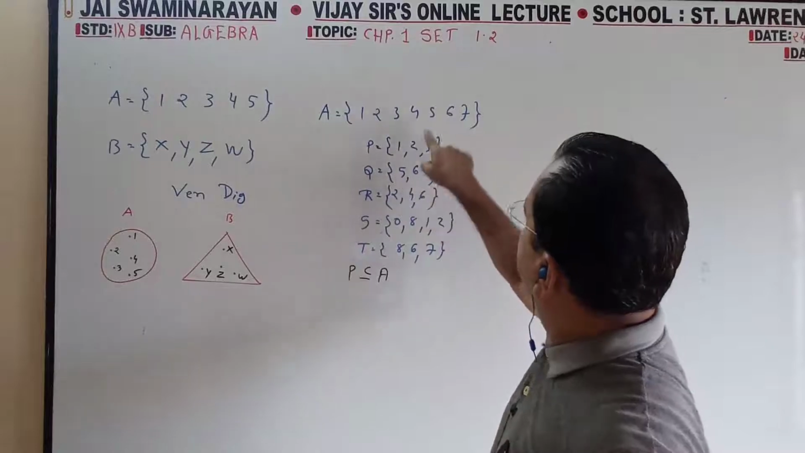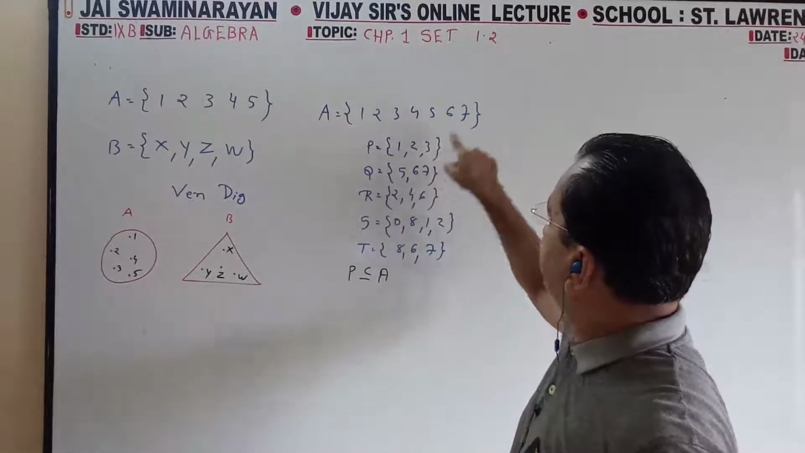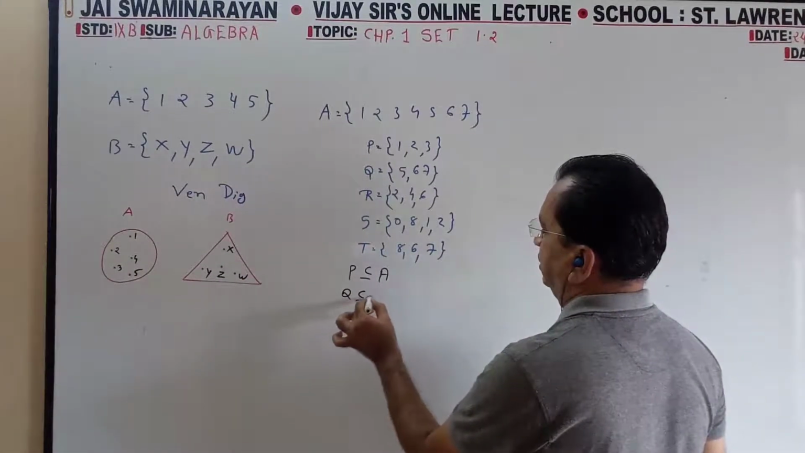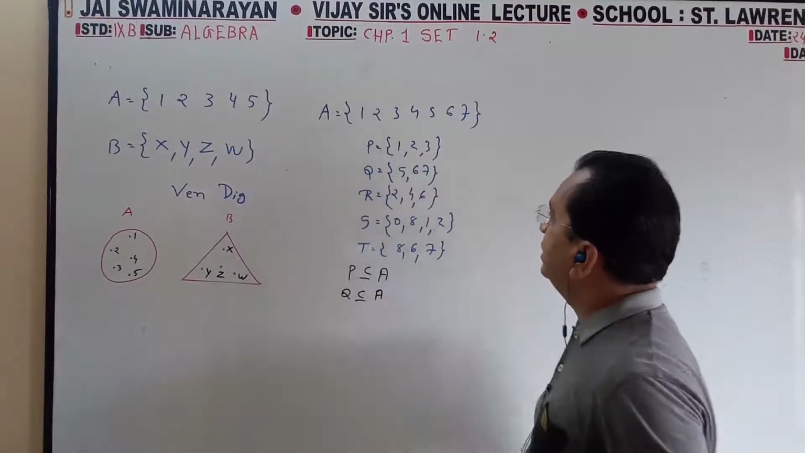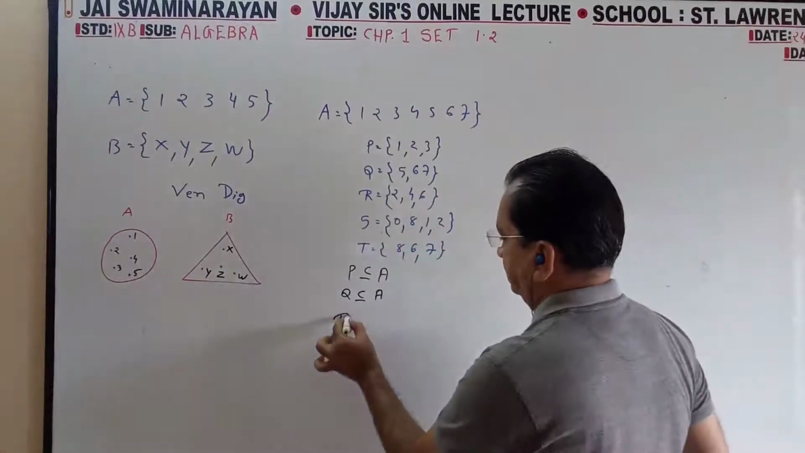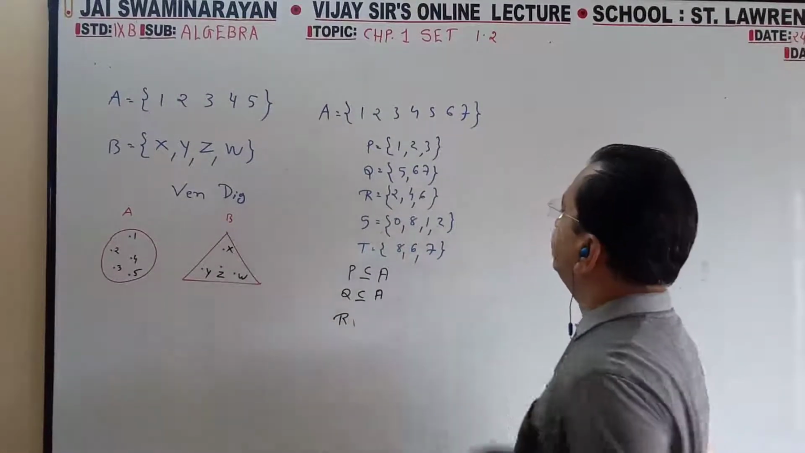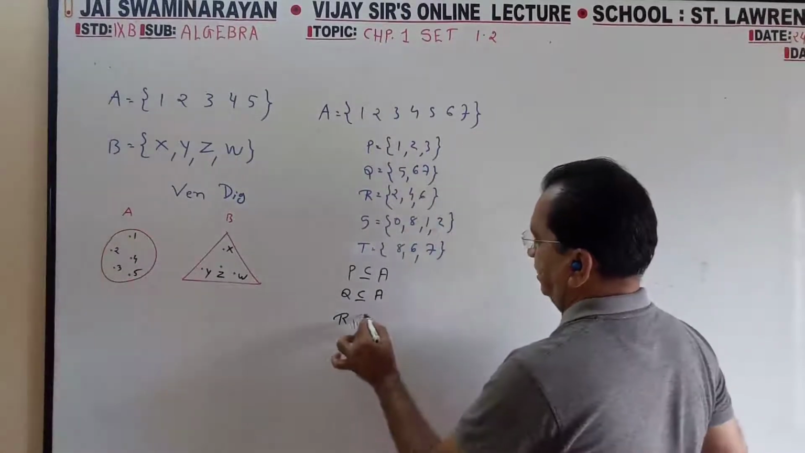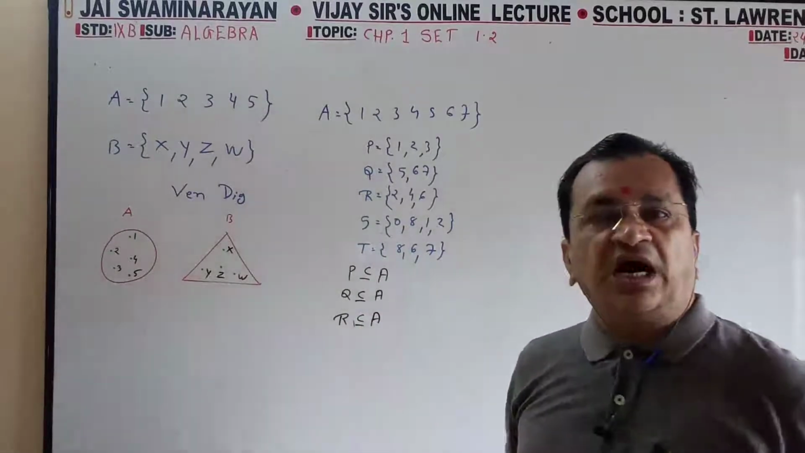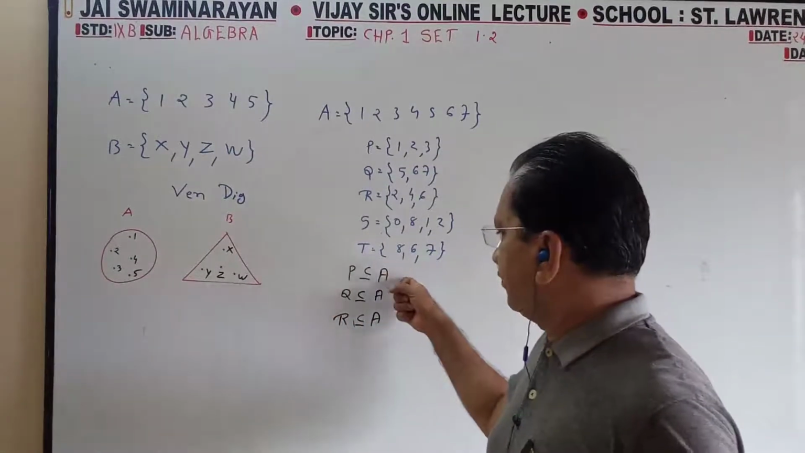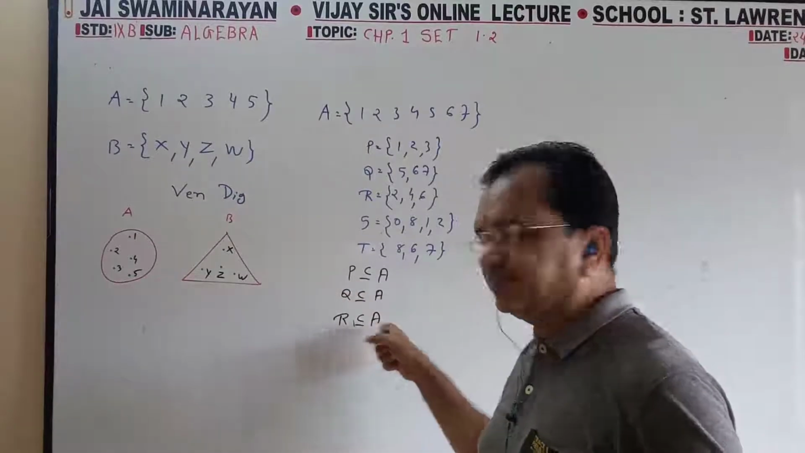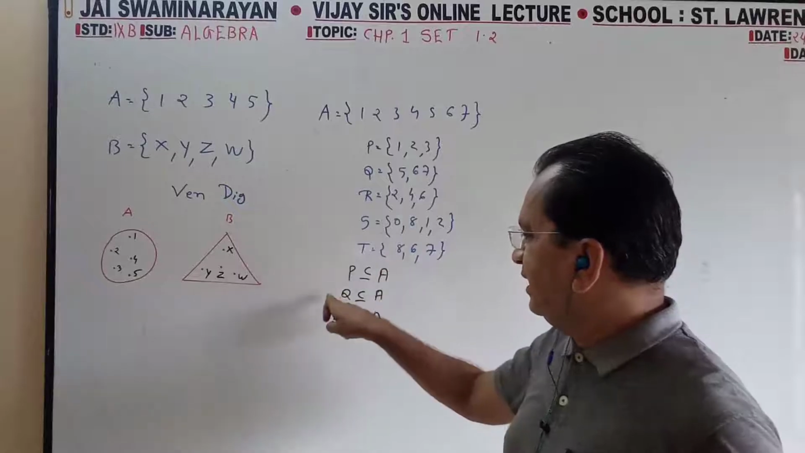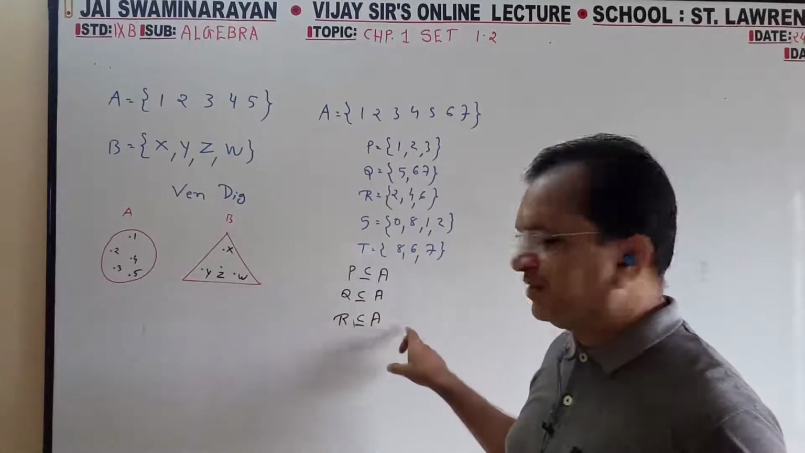Now Q. 5 is there? Yes. 6 is there? Yes. 7 is there? Yes. All elements are present in A. So Q is a subset of A. Now for R we are asking: 2 is there? Yes. 4 is there? Yes. 6 is there? Yes. All elements are present in A. How to read? P is a subset of A, Q is a subset of A, R is a subset of A. Means all elements of P, Q and R are present in A.